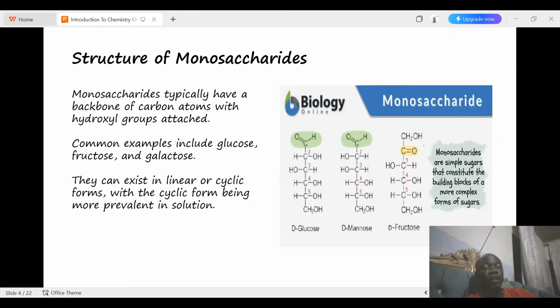So ladies and gentlemen, a monosaccharide has a carbon backbone attached with a lot of OH groups, and examples of this monosaccharide are fructose, glucose, and galactose. And in addition, you can also have linear and cyclic forms of the monosaccharide.